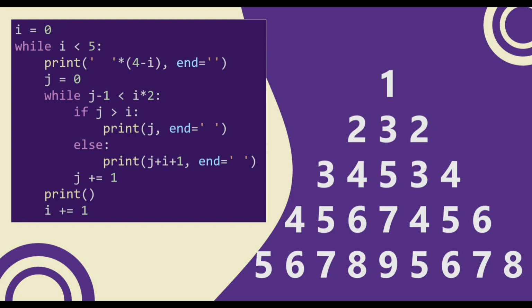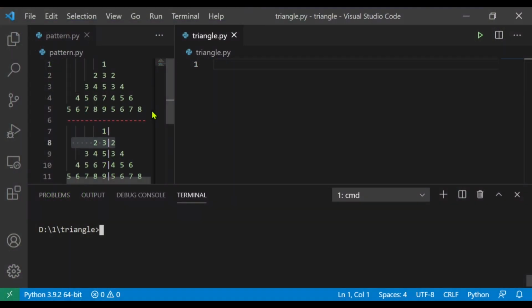In this video tutorial, we will see how to print number triangle pattern. Let's move to Visual Studio Code and execute this pattern. We can see here, in this pattern, every line begins with space characters.